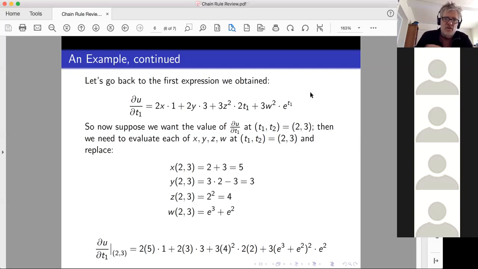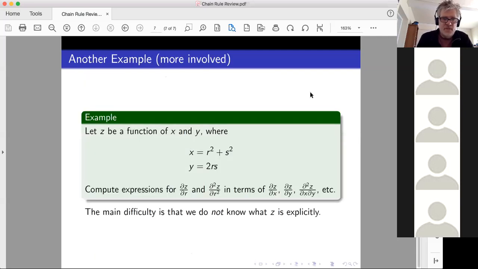Okay, so I think I did this example in class before, and I stopped right there. So let's look at a second example, which is a bit more involved. Here we have a function z of x and y, and x and y are both functions of r and s. So x is r squared plus s squared, and y is 2rs. And we're asked to find expressions for del z del r.